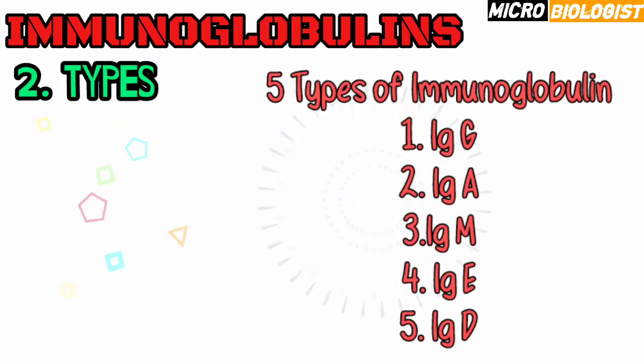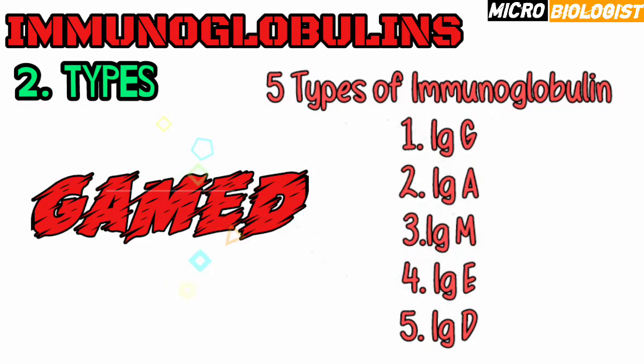Our next topic is the types of immunoglobulins. There are 5 types of immunoglobulins. The first one is IgG, then IgA, IgM, IgE and IgD. That is simply named as GAMED. So we can remember or recall this by a simple word, GAMED.